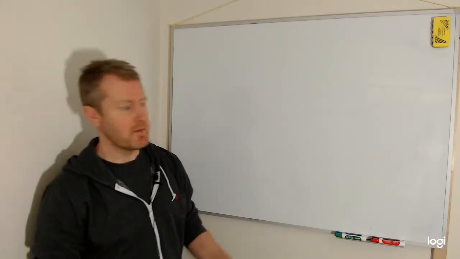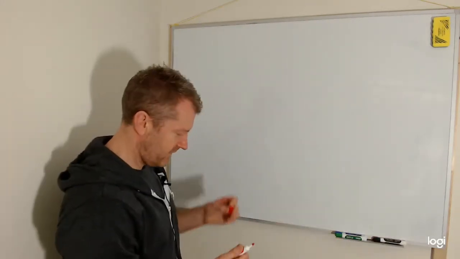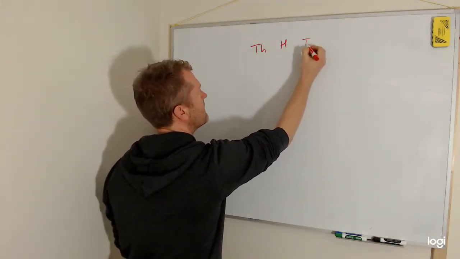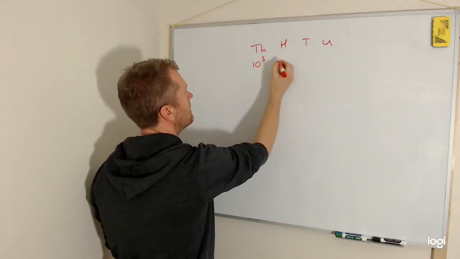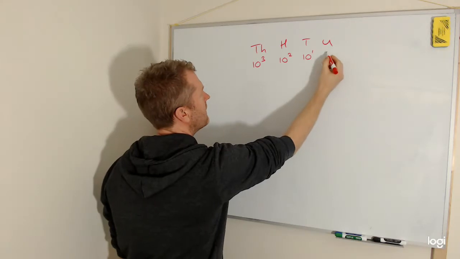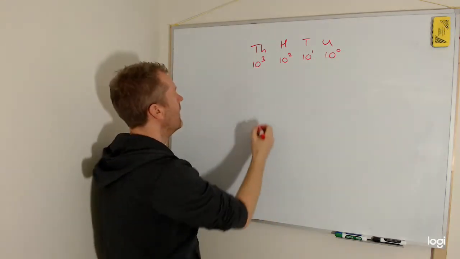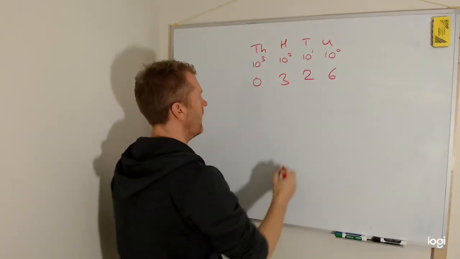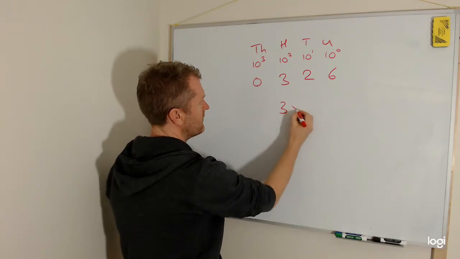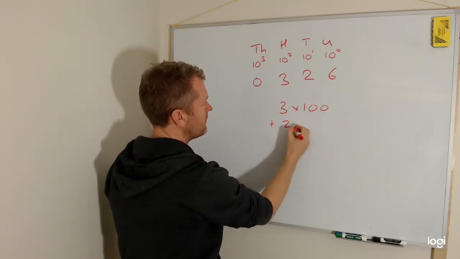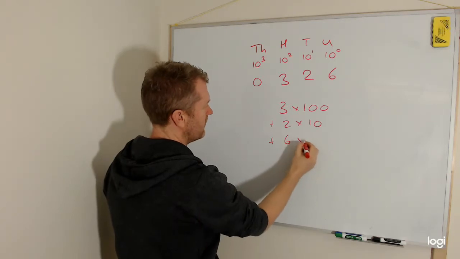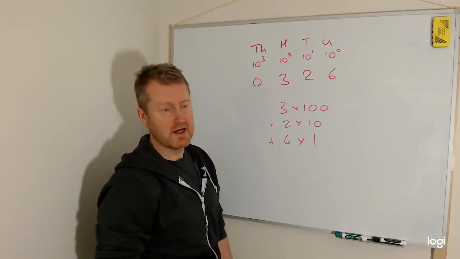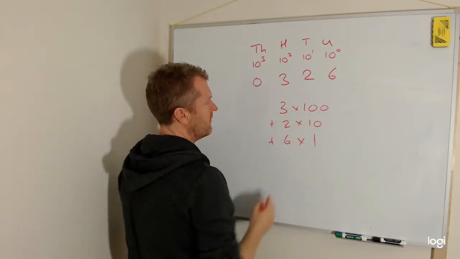Now if you can't remember binary numbers, it's not too taxing. If you remember from school, you had your columns: thousands, hundreds, tens and units. This is 10 cubed, 10 squared, 10 to the 1, 10 to the 0. And then you would have a number, say 326. This is really 3 times 100 plus 2 times 10 plus 6 times 1. But we write it like this, and use the corresponding column to tell us how much we need to multiply by.